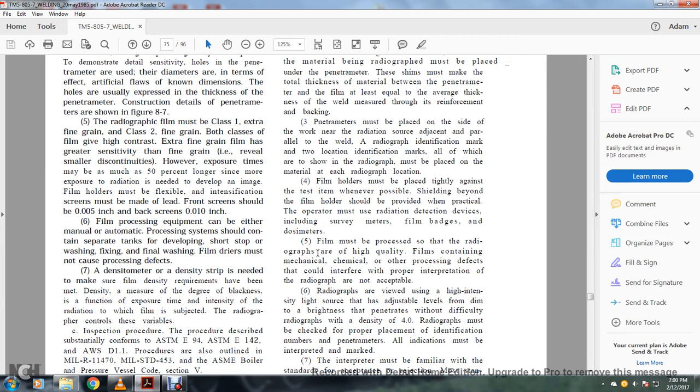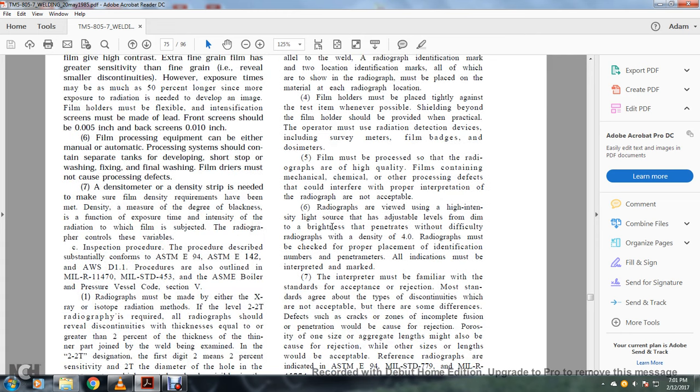Shield with the film holder provided when practical. The operator must use radiation detection devices, including survey meters, film badges, and dosimeters. Films must be processed to produce radiographs of high quality, free of mechanical, chemical, or other processing effects that could interfere with proper interpretation. Such radiographs are not acceptable.